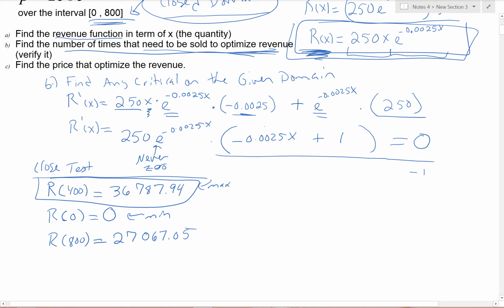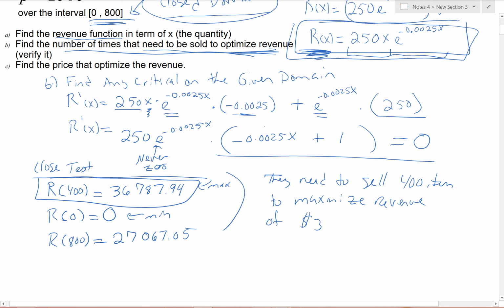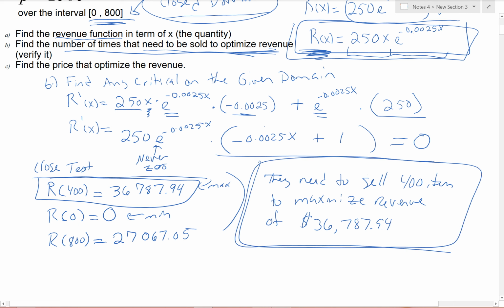All right, my maximum is my critical value, and so now writing my answer. So there's my test, and so the answer is they need to sell 400 items to maximize revenue at $36,787.94 and change. All right, so again, sell 400 items, they're going to make that much revenue.